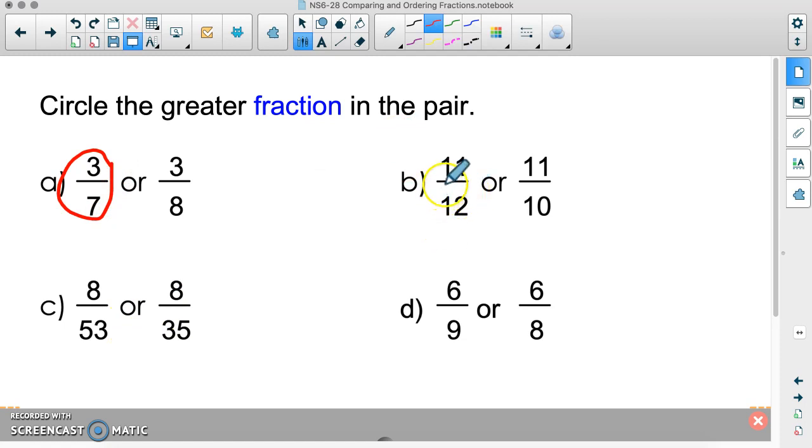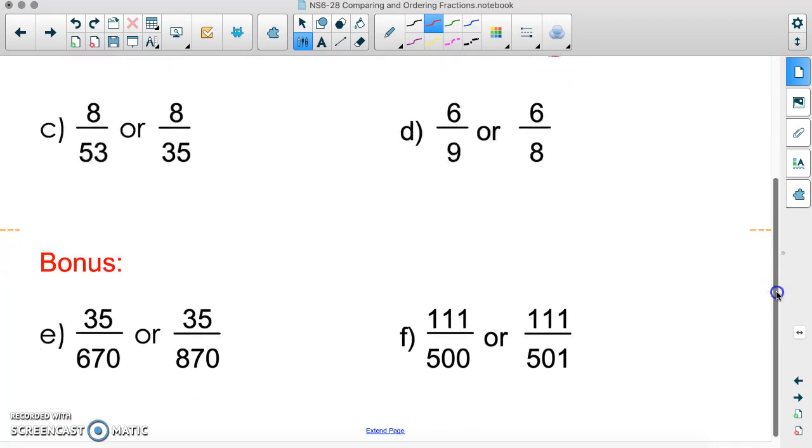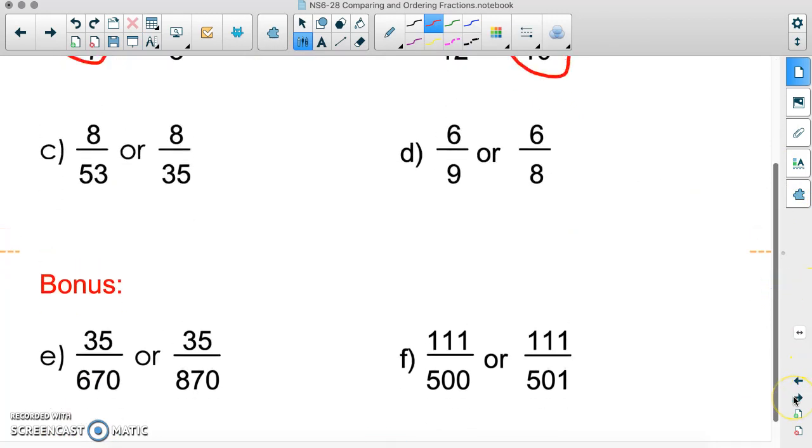Now here in B, we have 11/12 or 11/10. 11/12 pieces are going to be cut smaller because there's more of them. So 11/10 would give you the greater fraction. I want you to complete C or D on your whiteboard. And then there's some bonus here for you as well. When you're done, resume your screencast.